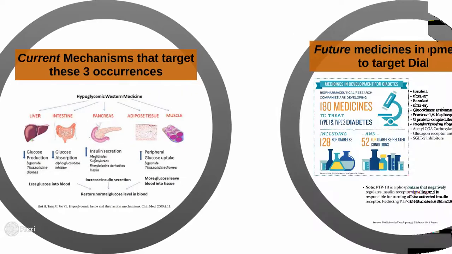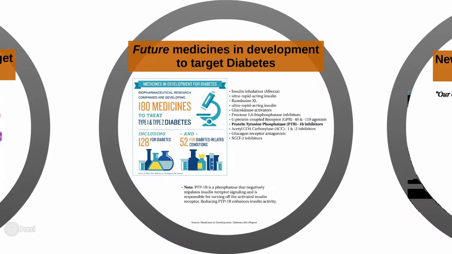So let's see what the future medications in development hold for us. Currently, there are about 128 new medications in the pipeline, and they range from inhaled insulin, which is really cool, I don't know if you guys have heard about that or not, all the way to PTP1B inhibitors. I highlighted PTP1B inhibitors because as a young undergraduate student, I did my undergraduate research in PTP1B inhibitors. So I'm really excited to see that these drugs are in the pipeline now, and I hope to see them come to the market.